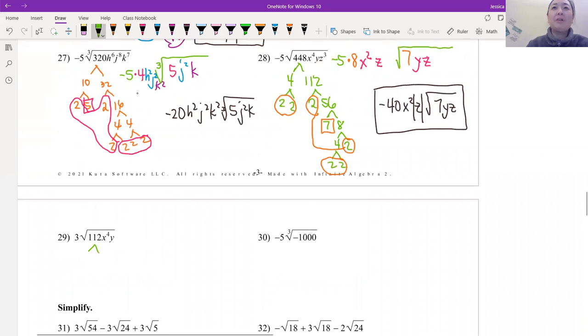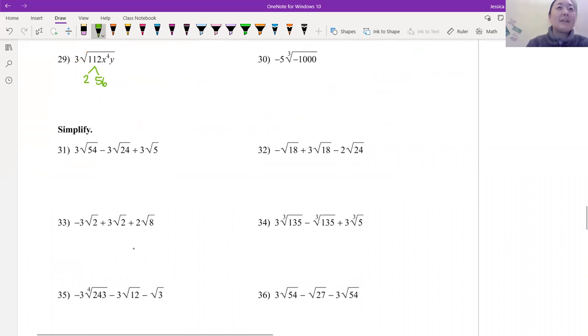Oh, didn't I do a 112 here? Yeah, I did. So we can just copy this at 2 times 56. We don't have to copy it, we're fine. Oh, I didn't set up my radical. So here's my radical, and that's the 3 on the outside there. And this is going to be 8 times 7, which is 4 times 2 and 2 times 2. All right.